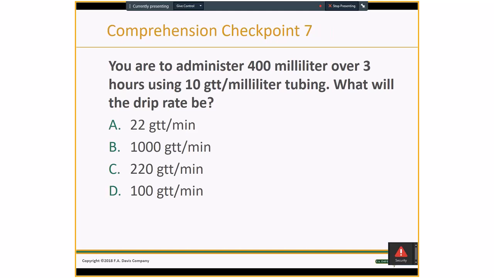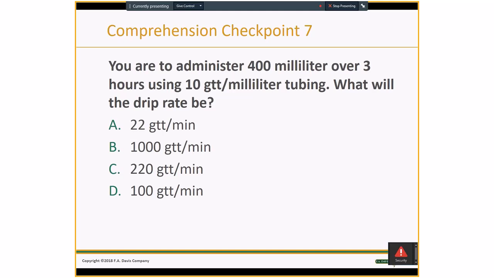All right. So 400 times the 10 equals 4,000 divided by the 180. It's actually 22.22, but I just took off the 22 because I rounded it down. I wrote it down wrong. So we always double check it, I guess.